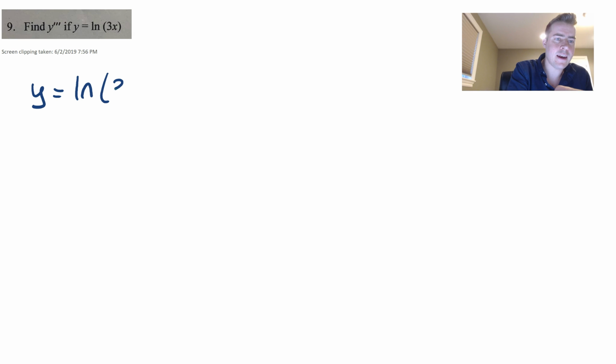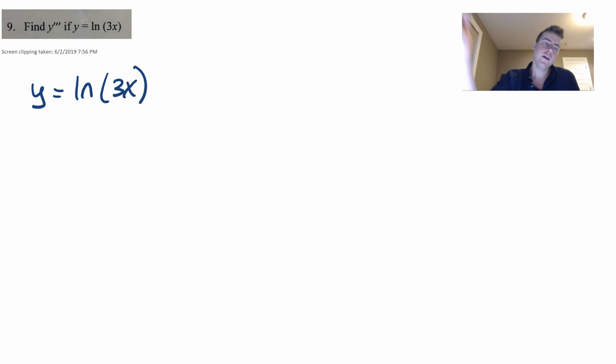Let's look at number 9 here. It says find the third derivative if y equals the ln of 3x. So y equals the ln of 3x. For this problem, when you're dealing with ln's, let's just say y equals the ln of u.